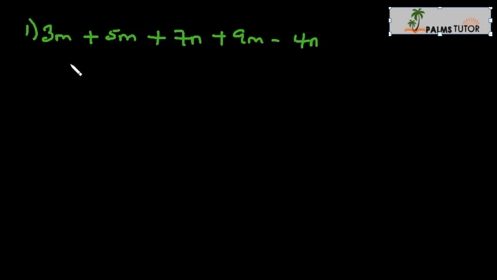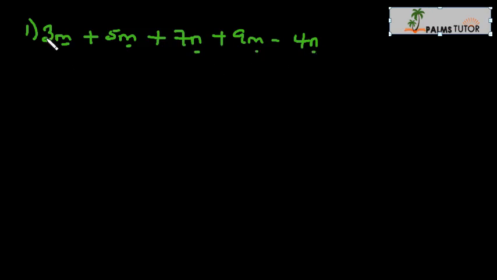So the first example: 3m plus 5m plus 7n plus 9m minus 4n. Just look at like terms like children of the same mother. As I've explained in my other video about like terms, what determines a like term is the variable or variables and the exponent, not the coefficient.